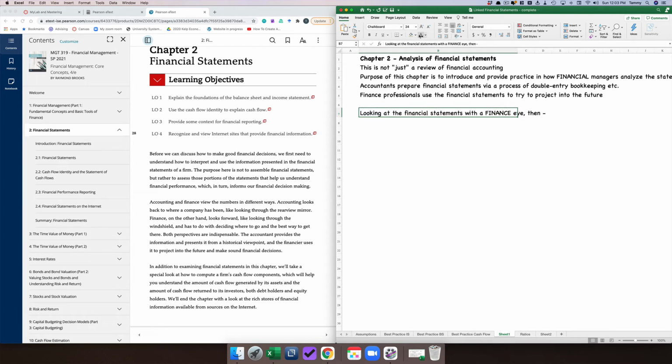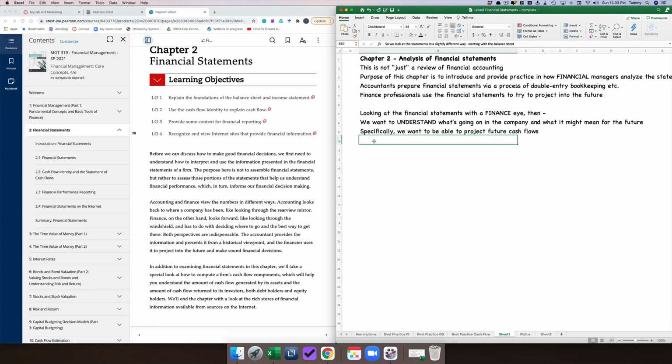So if we look at financial statements through the eyes of a financial perspective, right, we want to understand, not just report, but actually understand what's going on in a company and what it might mean for the future. And so what we really want to do is to be able to project or predict future cash flows, right? And so how do we go ahead and do that? Well, we look at the financial statements in a somewhat different way than we have done in the past.